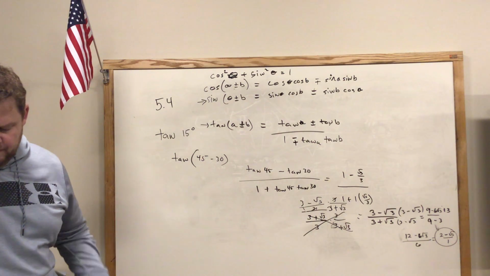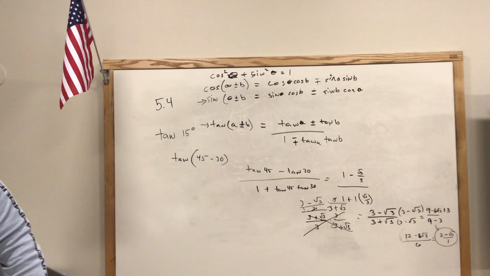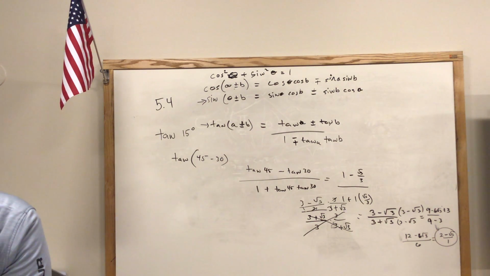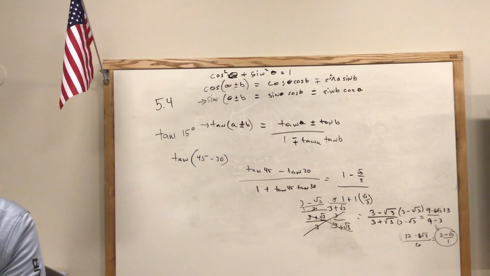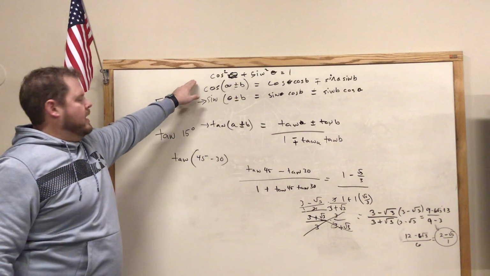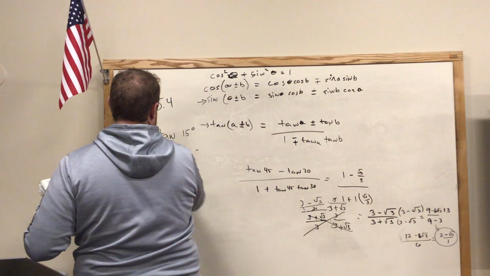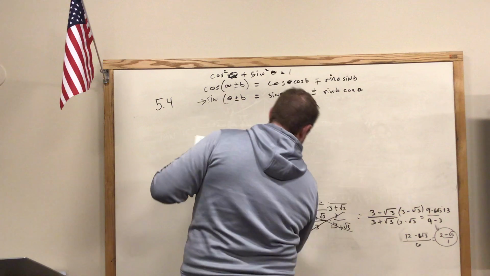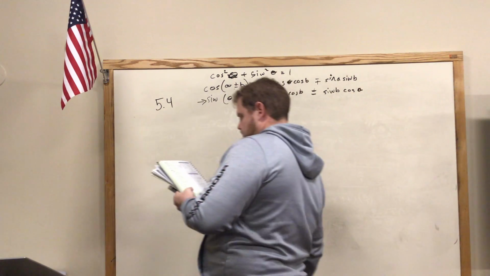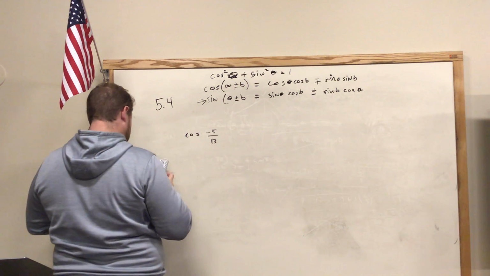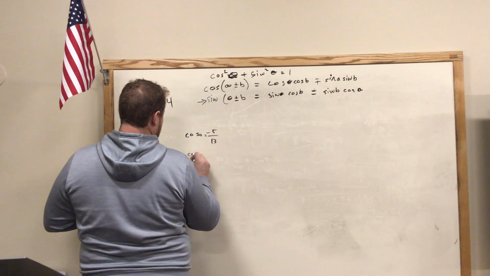So if they say to you, find the exact value of this expression, cosine A is negative 5/13, and B is in quadrant 2 with sine B is 3/5. So basically what you're going to have to do is solve using this equation up here, okay? What they're doing is just making these a little bit more tricky. So they're going to say cosine A equals negative 5/13. And you're going to have to find cosine B.